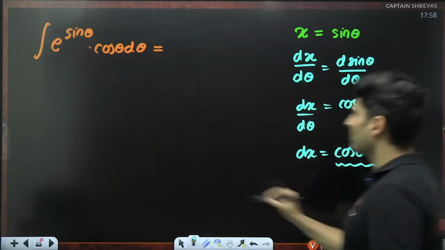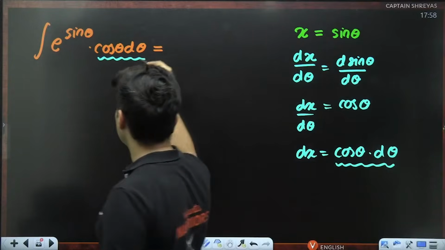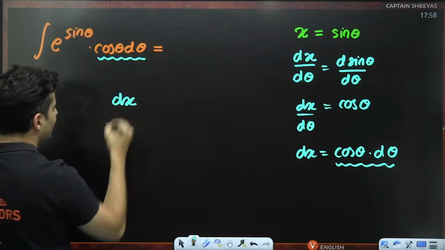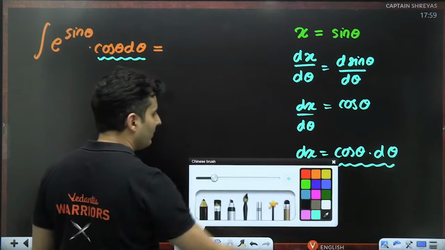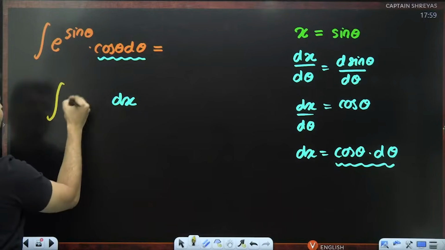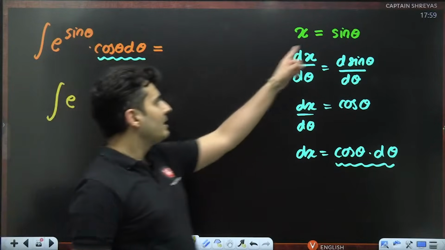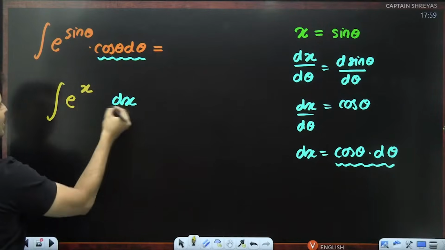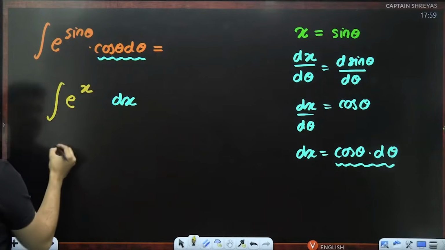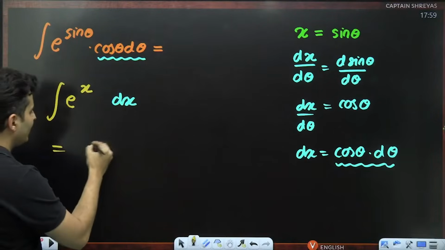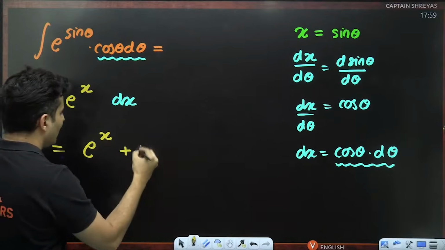Interesting. Cos theta d theta. Look at this and look at this. How about replacing these with just dx, my dear warriors? And instead of e raised to sine theta, I will just replace sine theta with x. So it is e raised to x dx. Oh, this I know. Integration of e raised to x is e raised to x only. So hence the answer will be e raised to x plus c.